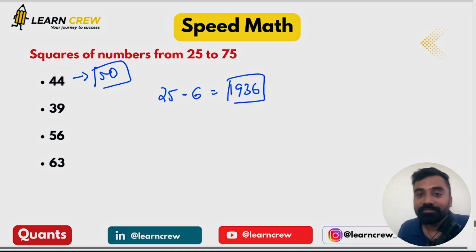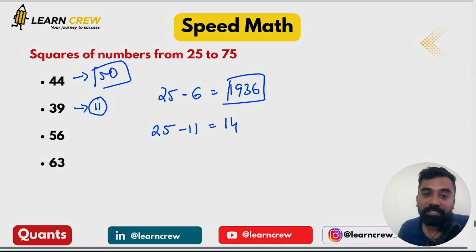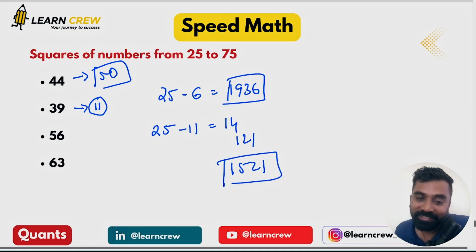36. That's all done. What is 39? How much is it lesser than 50? 11. What is 25 minus 11? It becomes 14. What is 11 square? 121. This becomes 1521. It's all done.